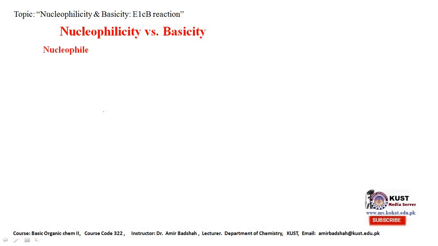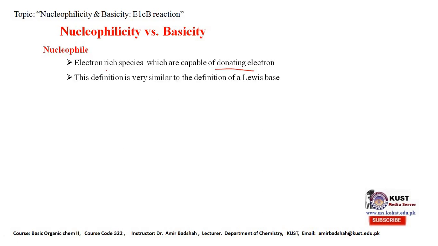First, what is a nucleophile? Before discussing nucleophilicity, we should know about the nucleophile. Nucleophiles are electron-rich species which are capable of donating electrons. It does not only have electrons, but it is capable of donating electrons. Such species are called nucleophiles. This definition, that it has electrons and is capable of donating electrons, is like the definition of the Lewis base. A Lewis base also has electrons and is capable of donating them.